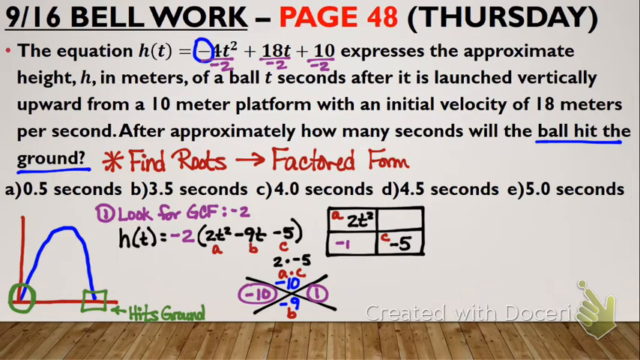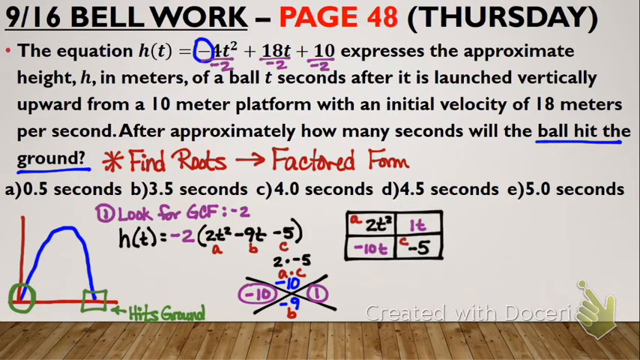So I've got -10t and a +1t. And then we look at just two boxes at a time. Between 2t squared and 1t, what do they have in common? T. And then I bring it down below. Be careful on this one.